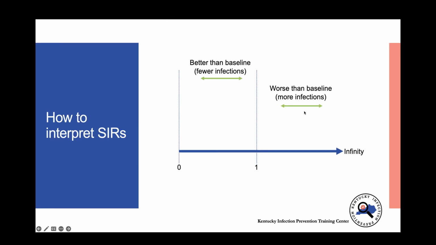The last thing to consider would be we have not a significant difference than baseline. This could happen because you have a very wide confidence interval, or it could happen because your SIR is very close to the national average. So in this case, the confidence interval will contain 1. So it'll usually be 0 point something to greater than 1.